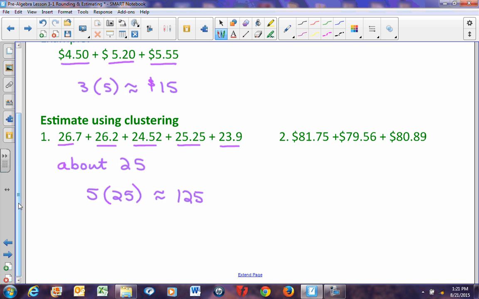If we look at number 2, $81.75, $79.56, $80.89, all of these are very close to $80. That's a nice looking C, isn't it? Wow, that's a really looking C. There you go. Since they're all close to $80, there's 3 of them all close to $80. 8 times 3 is 24, so it's all close to $240.